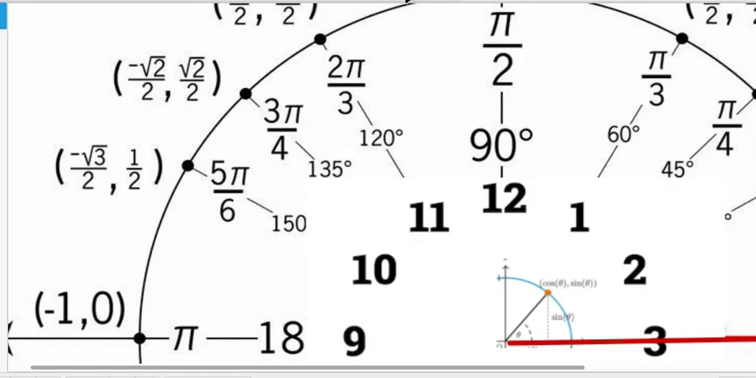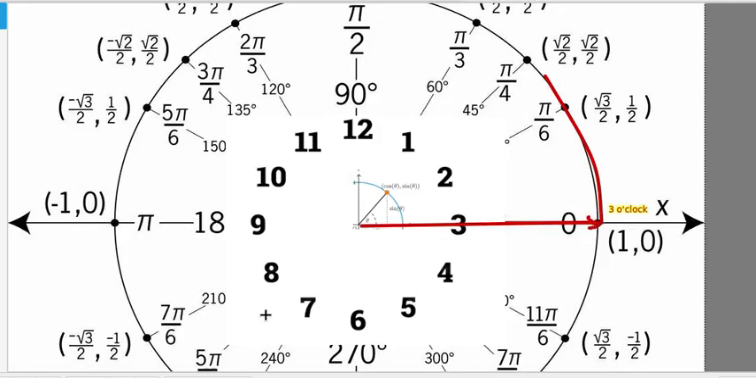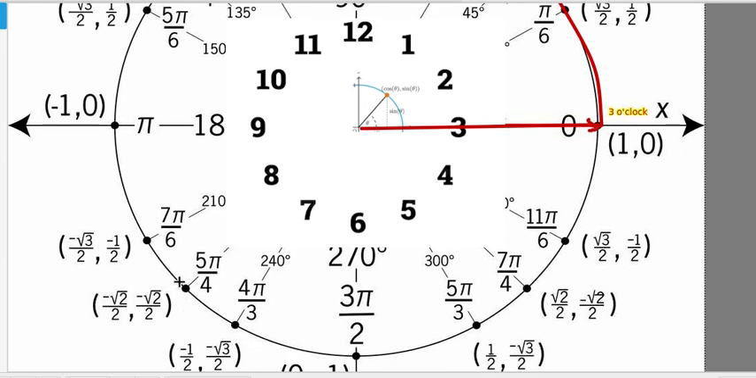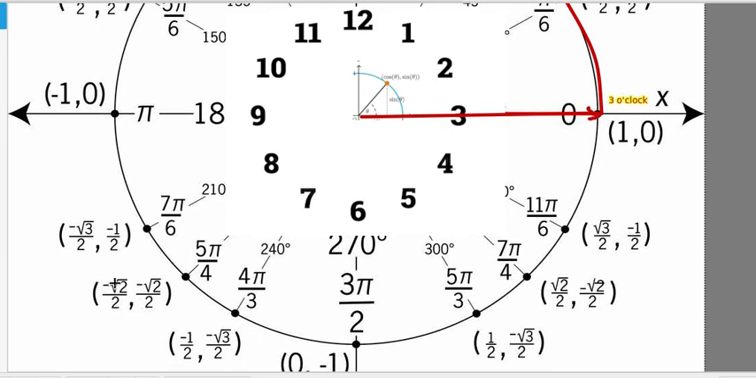3. 7:30, 225 degrees or 5 pi divided by 4 radians. Picture the clock hand halfway between 6 o'clock and 9 o'clock. This is 225 degrees or 5 pi divided by 4 radians. The coordinates are negative square root of 2 divided by 2, negative square root of 2 divided by 2. These are approximately negative 0.7, negative 0.7.